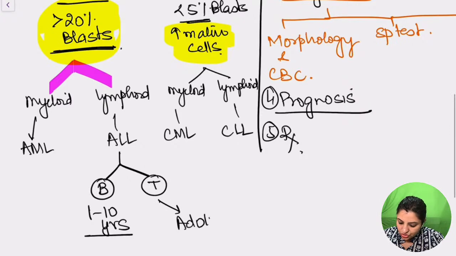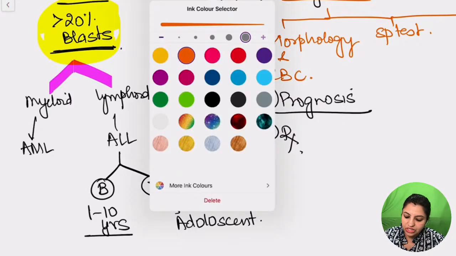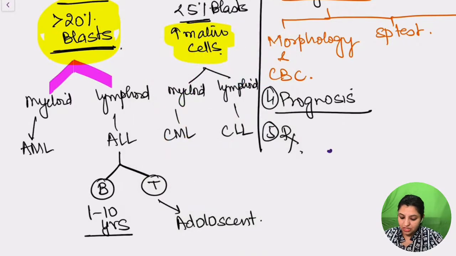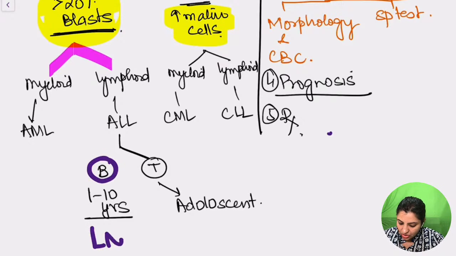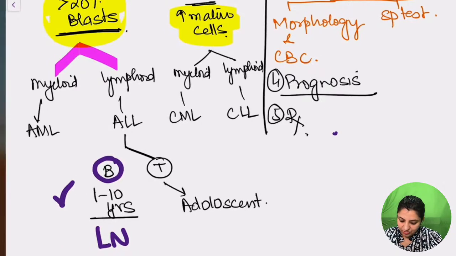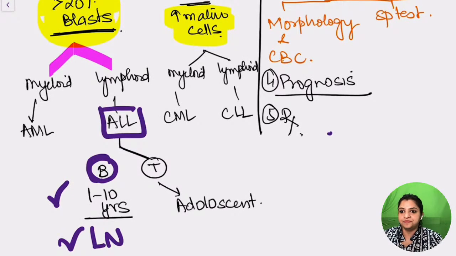They changed the question to adolescent age. Immediately start thinking of T cell ALLs. Apart from that, whenever I'm talking about B lymphoid leukemias, they usually go to the lymphatics. So they'll present with lymphadenopathy. So a 1 to 10-year-old child presenting with lymphadenopathy, immediately your diagnosis should go towards B cell ALL.